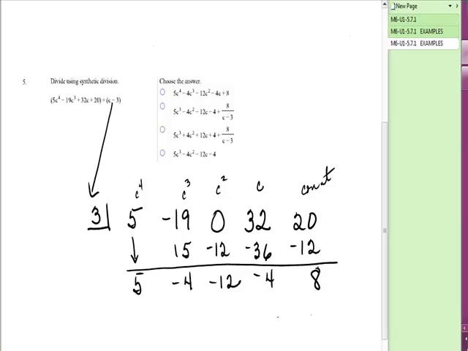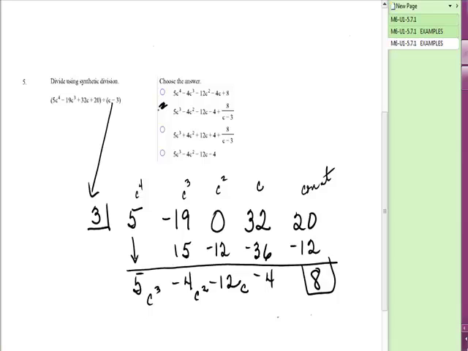What would this answer be? Well, this is your remainder. That's your constant. That's the coefficient of c squared, coefficient of c to the 3rd. 5c to the 3rd minus 4c squared minus 12c minus 4 plus the fraction 8 over c minus 3. And I believe as I was saying all of that, that I saw it was this choice.